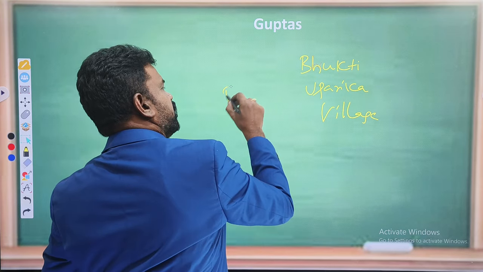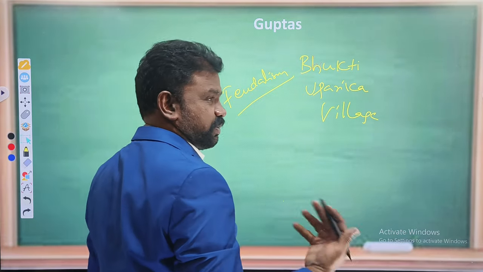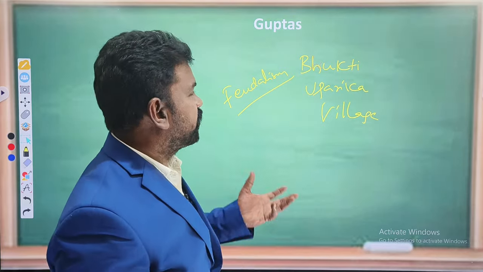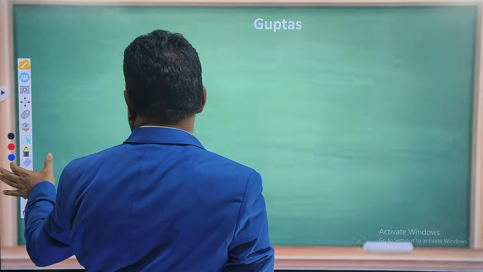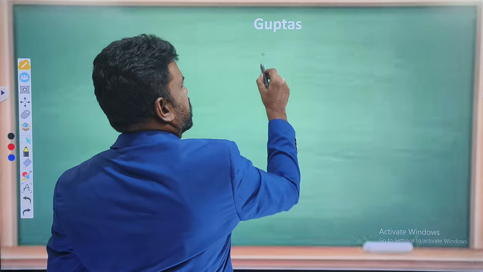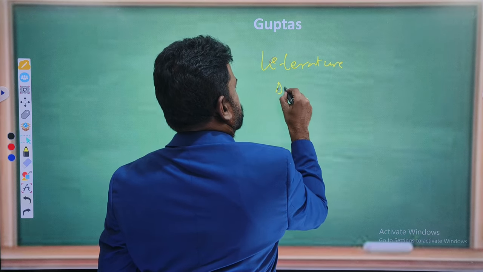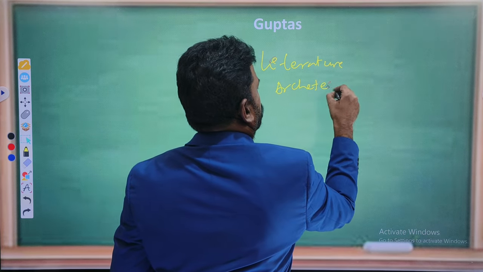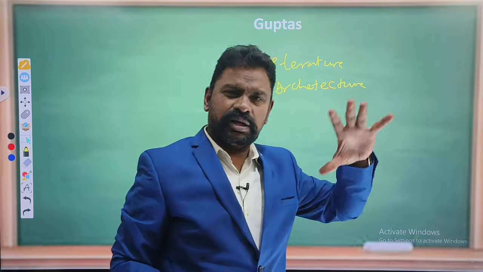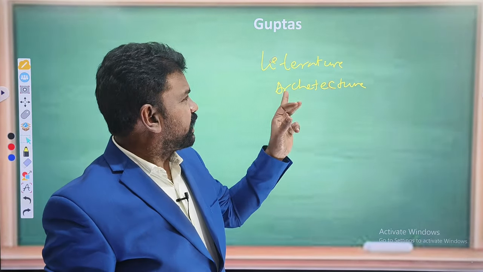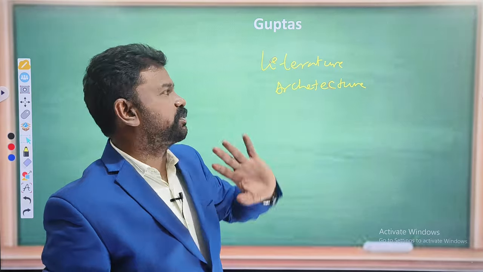Mainly during the Gupta period, feudalism increased. They donated lands to Brahmins, lands to temples, and lands were given to different army chiefs. During this period, literature, art and architecture developed. I already told you about Kalidasa, Varahamihira and others who wrote different books. Puranas, the Mahabharata and epics all came into book form during the Gupta period.